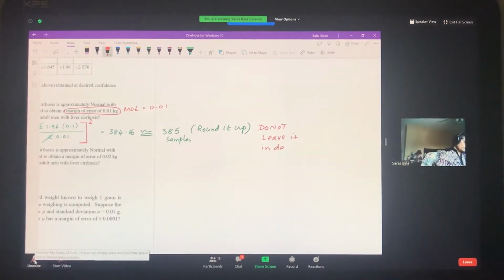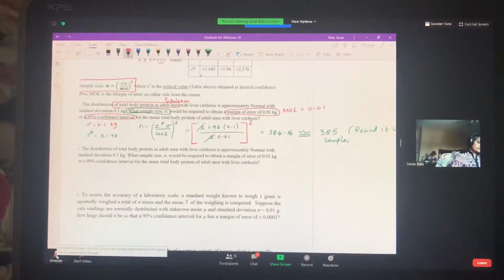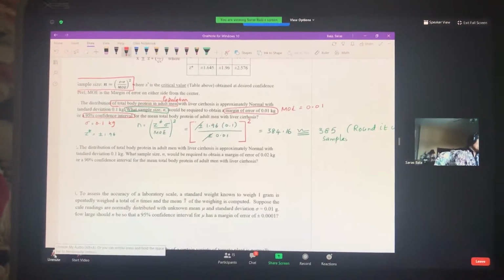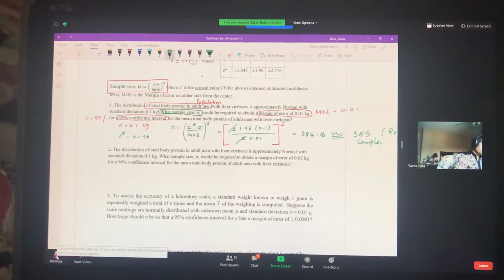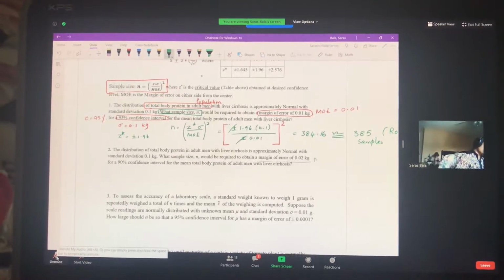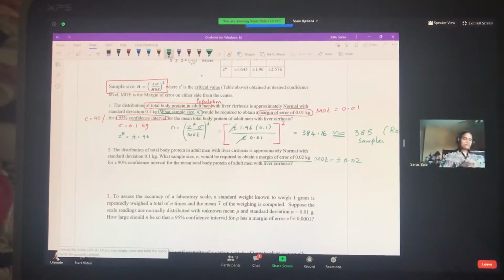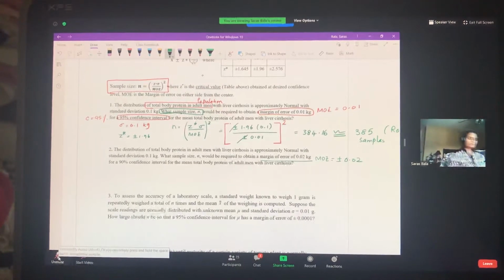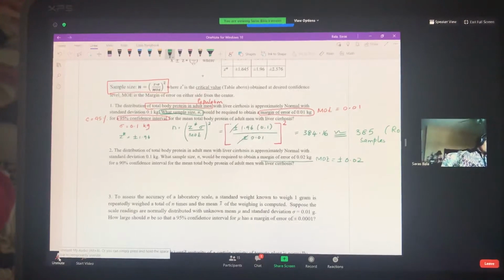Okay, so another problem I guess you can do, but here the margin of error is a point. So this is your margin of error, the plus or minus n. So the MOE is going to be equal to plus or minus 0.02, and your standard deviation is still the same. So now you are increasing the margin of error to 0.02. So let's see what is the sample size.